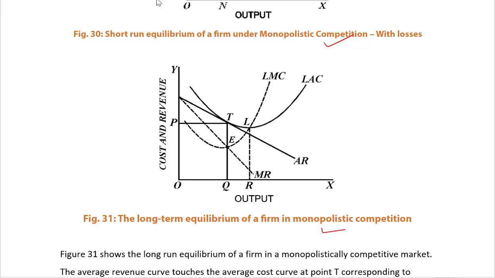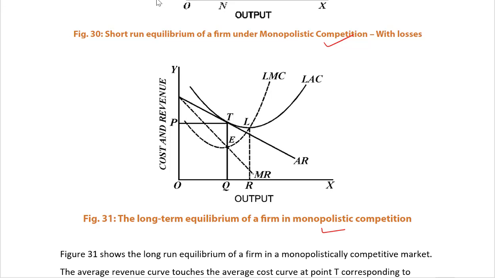What is the effect of losses? In case of losses in the short run, the loss making firms will exit from the market, and the process will continue till the remaining firms make only normal profits. Let us conclude by saying that in the long run all firms in a monopolistically competitive industry earn only normal profits.